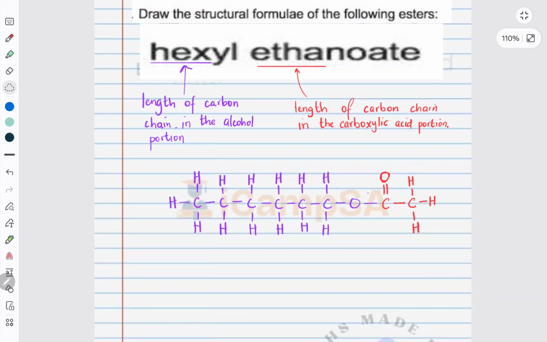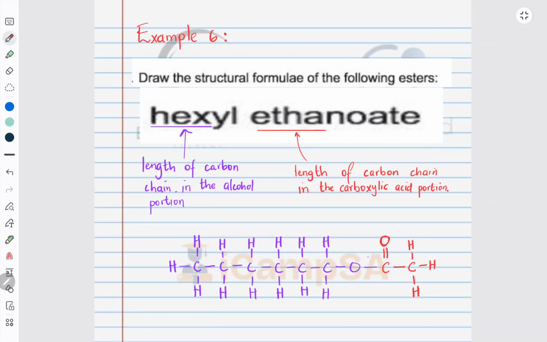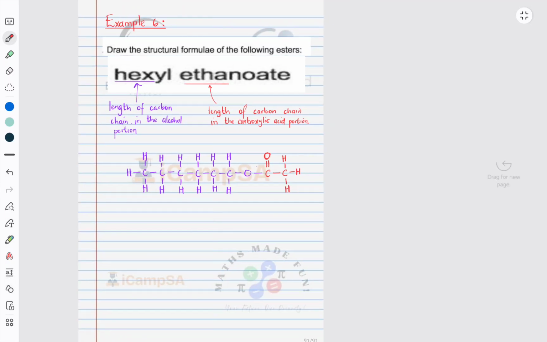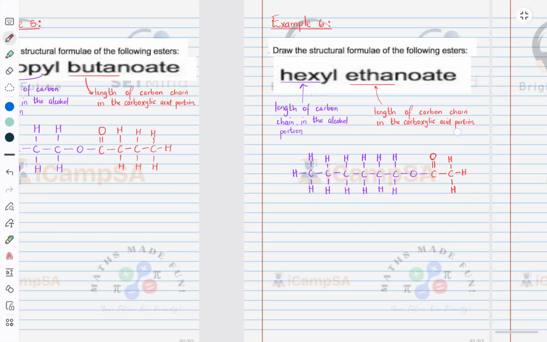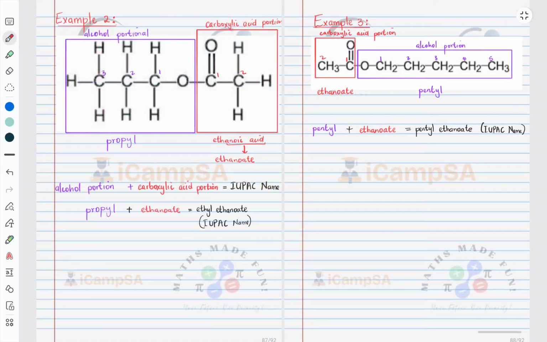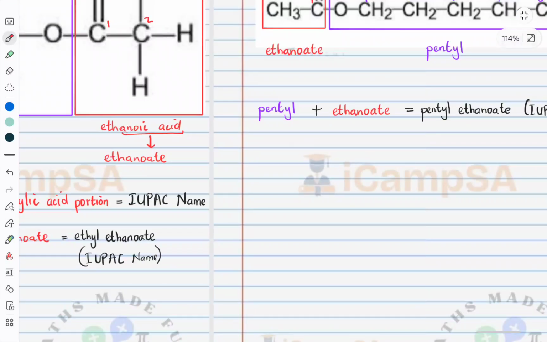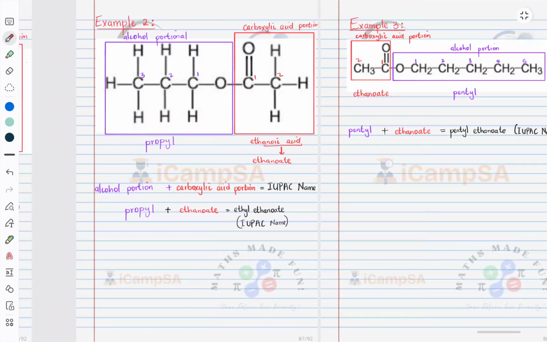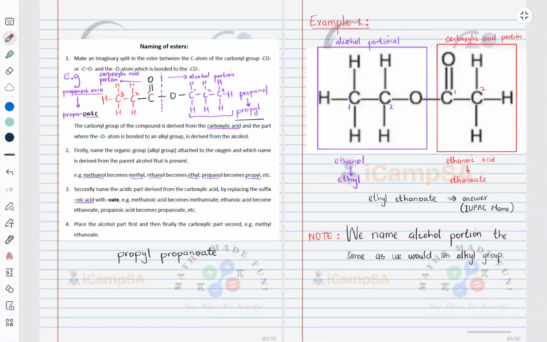Okay, so we've done pretty much all the basics and all the fundamentals of what you would necessarily need to know in order to be able to deal with esters as organic compounds. And then we will continue and focus on other organic compounds. So that does it for this video, and I'll catch you on the next one. Cheers.